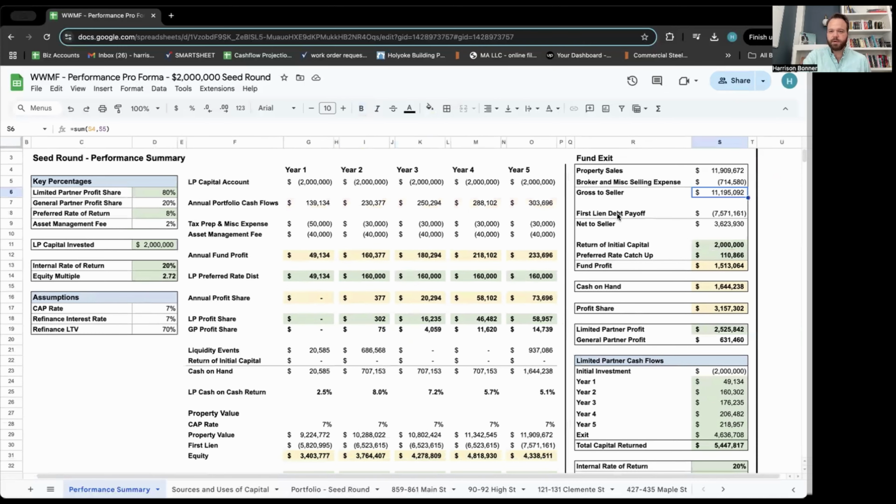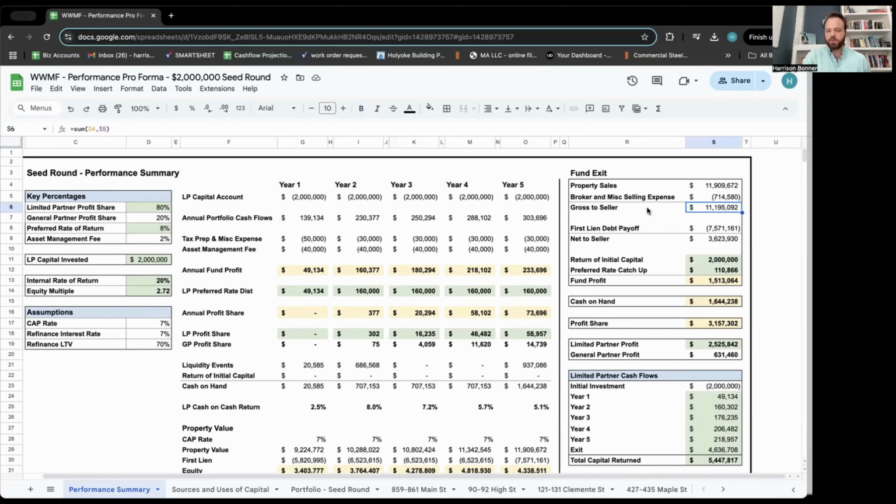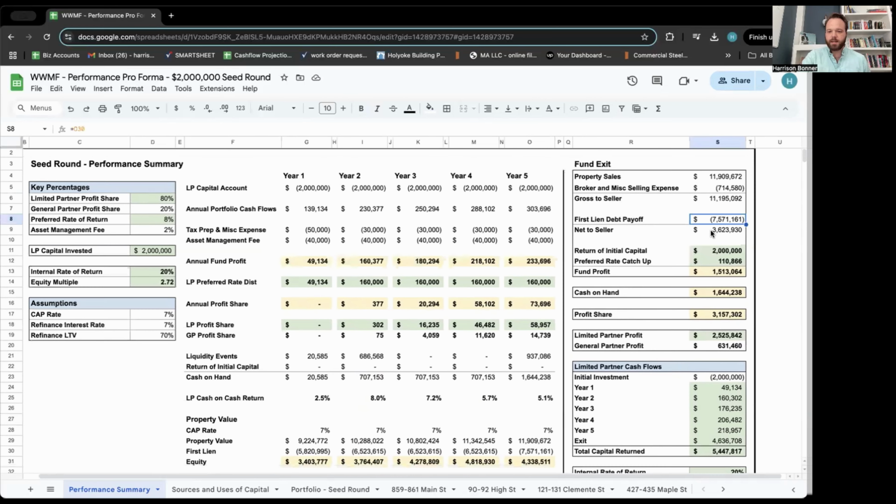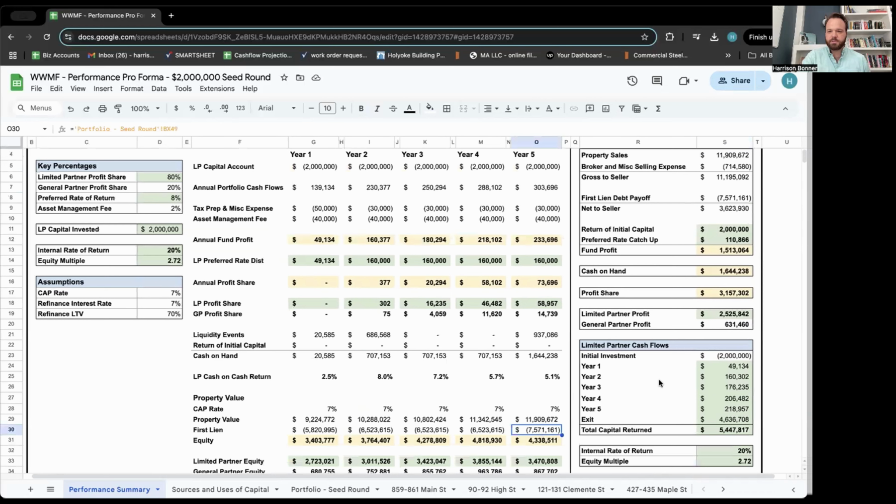As we have mentioned, there's a number of different exit strategies that we could pursue depending on what is most advantageous at the time. But either way, it would record at the fund one level as effectively a sale of the portfolio or of the properties individually. So we have a gross to seller minus our total first lien payoffs here. So we have our net to seller.